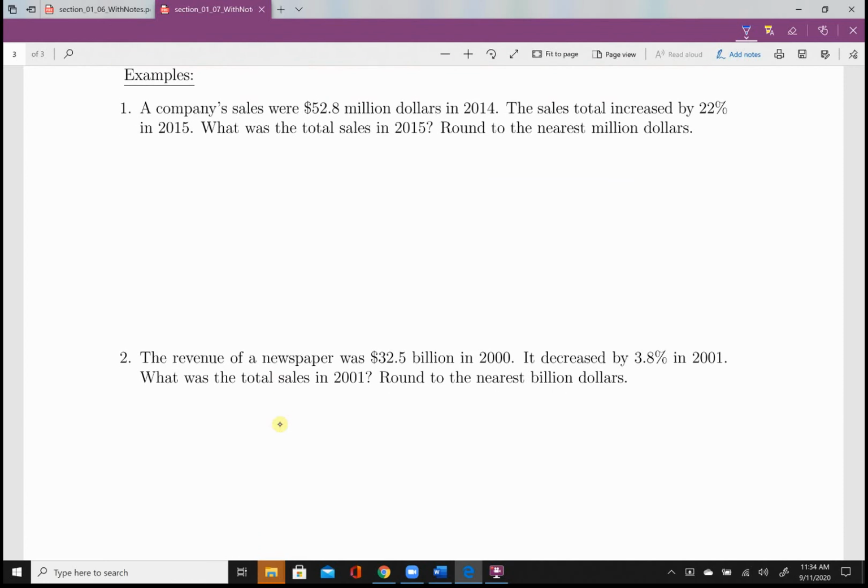Starting with number 1, a company's sales were $52.8 million in 2014. The sales total increased by 22% in 2015. What was the total sales in 2015? Round to the nearest $1 million. Okay, so we should take 2014's company sales and multiply it by what in order to find the 22% increased total sales. Go ahead and keep this as a decimal because we have our value that we want to calculate rounded to the nearest $1 million, so that's the unit.